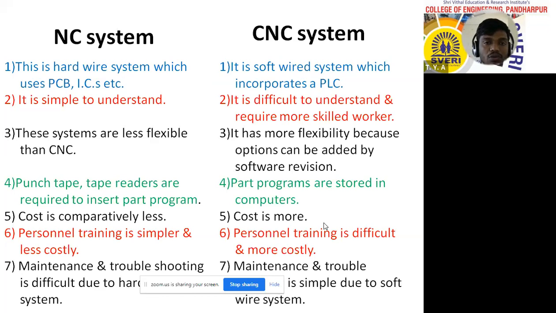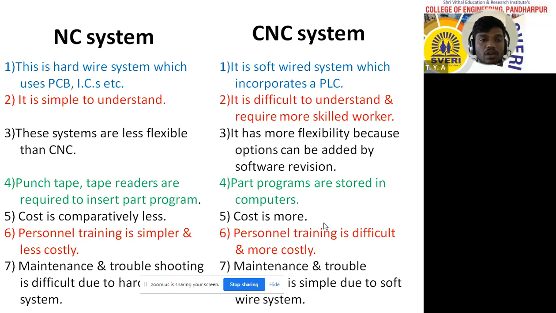It is simple to understand in one, and difficult to understand in the other, and requires more skilled workers. As compared to the NC system, in the CNC system a skilled worker is required and it is difficult to understand. But in the NC system, it will be easy to understand.